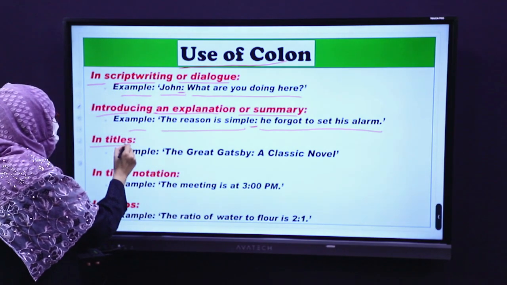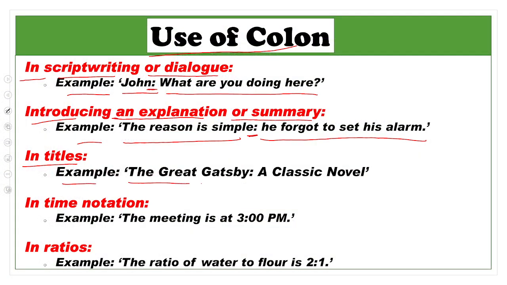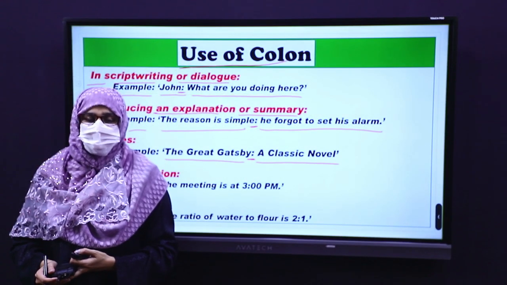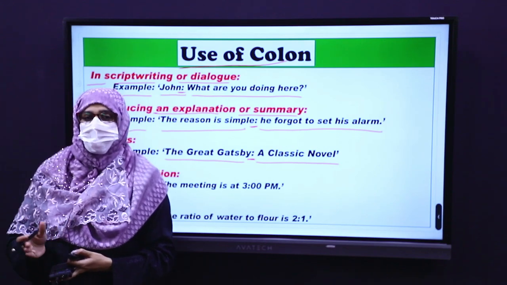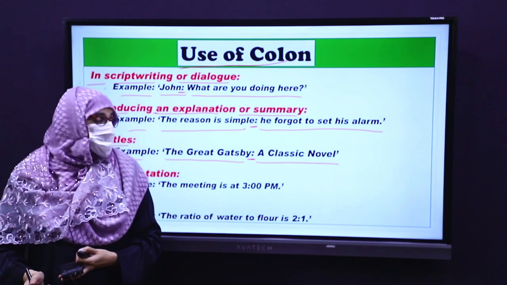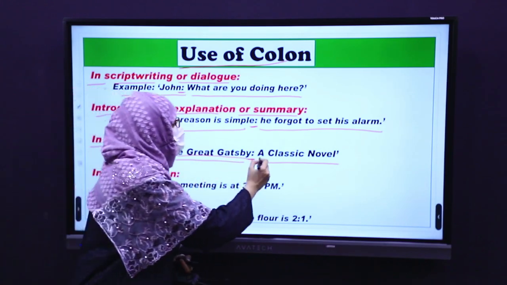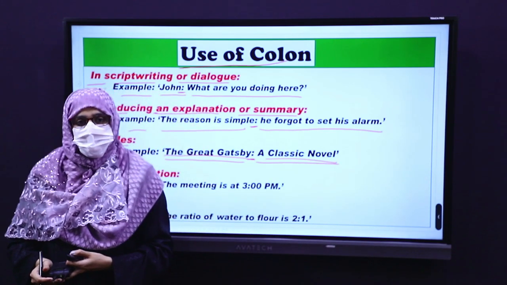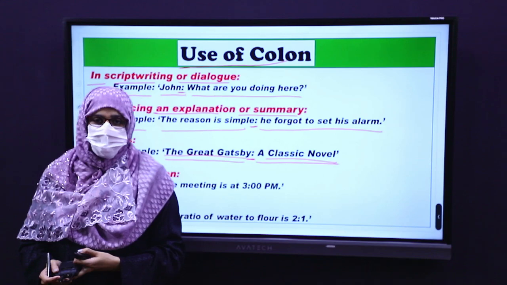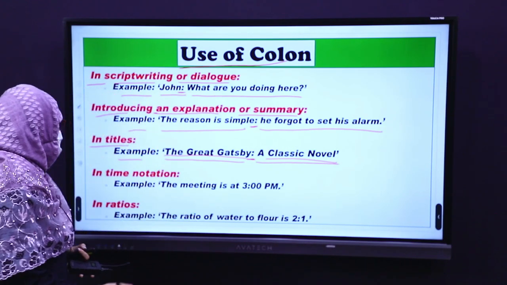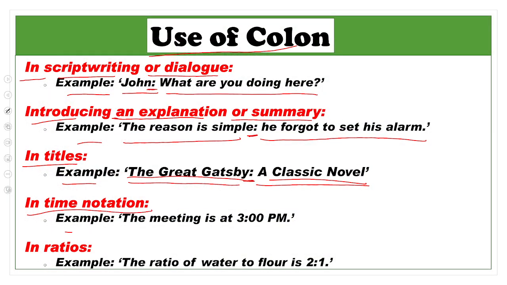Next is in titles. For example, The Great Gatsby, a classic novel. Why do we use colon in titles? In order to separate main title from the subtitle. So here, The Great Gatsby is the main title and a classic novel is its subtitle, which is separated using colon. In time notation, for example, the meeting is at 3 p.m.